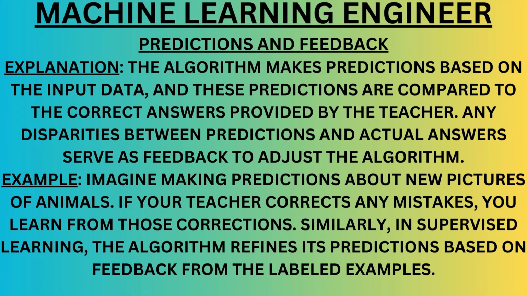Predictions and feedback. Explanation. The algorithm makes predictions based on the input data, and these predictions are compared to the correct answers provided by the teacher. Any disparities between predictions and actual answers serve as feedback to adjust the algorithm. Example, imagine making predictions about new pictures of animals. If your teacher corrects any mistakes, you learn from those corrections. Similarly, in supervised learning, the algorithm refines its predictions based on feedback from the labeled examples.